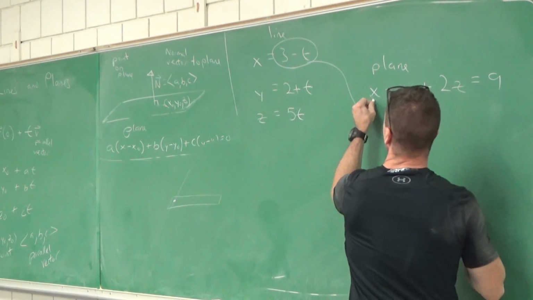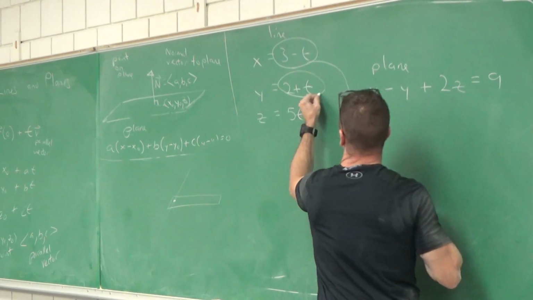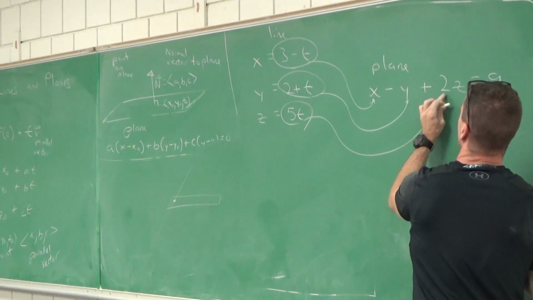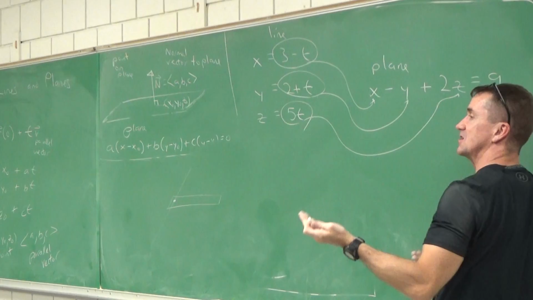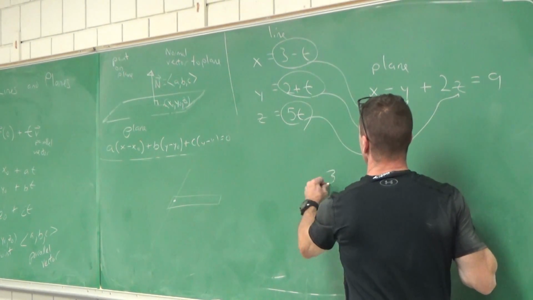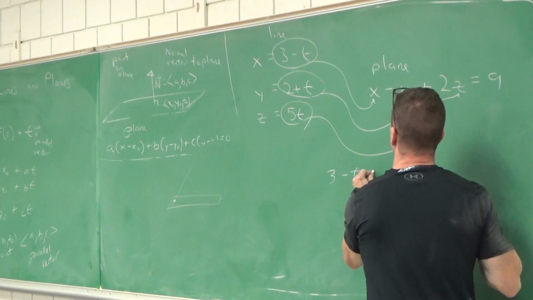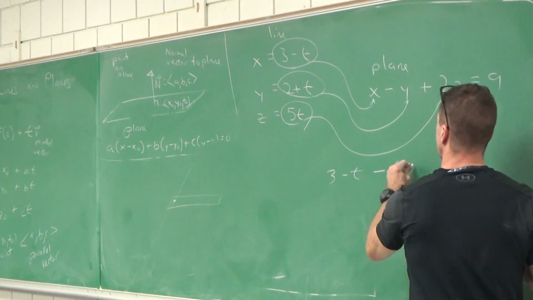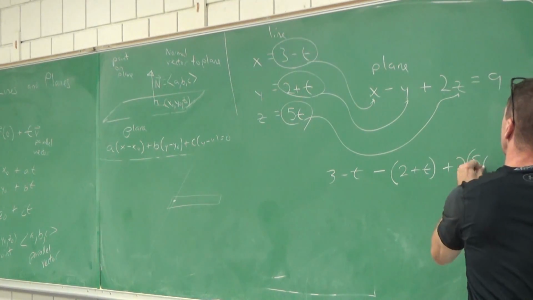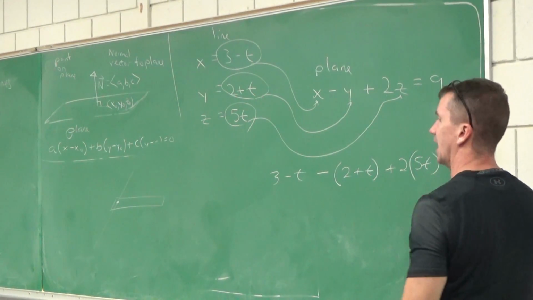Take this, put it there, substitute it. Take this, substitute it for y. Take this, substitute it for z. And then we're going to solve for what letter? Man, you're good. 3 minus t minus, be careful of the sign, 2 plus t plus 2 times 5t equals 9.